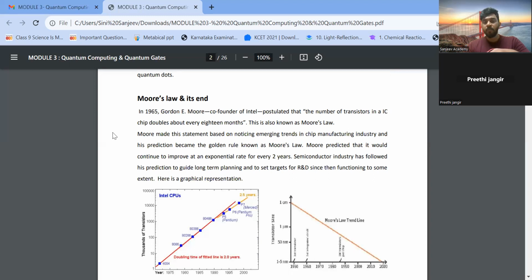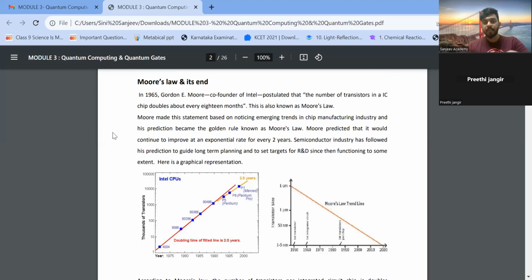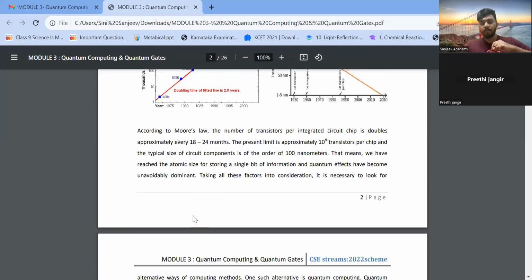Now coming to Moore's law, correct? This is a very old thing. We can see the two graphs, right? Moore's law is basically a prediction graph, where we apply this in semiconductor chip manufacturing. This is nothing but to set targets for the R&D team and everything. It states that the number of transistors in an integrated chip, an IC chip, doubles about every 18 months. That is Moore's law.